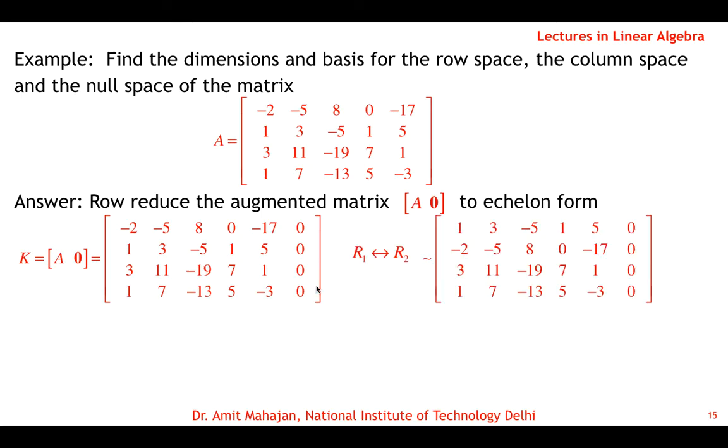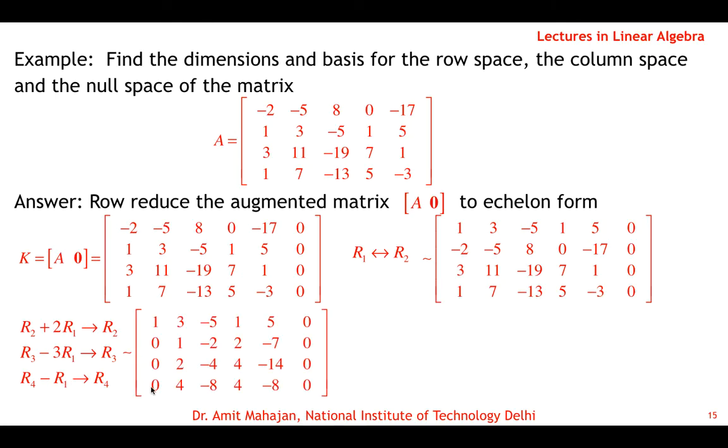Here we are doing row 1 interchange with row 2 so that this leading element becomes 1. Then we'll apply row 2 plus 2 times row 1 to make this 0, row 3 minus 3 row 1 to make this 0, and row 4 minus row 1 to make this 0. So these three have to be made 0. Apply these rules, and immediately the first column's other elements become 0.